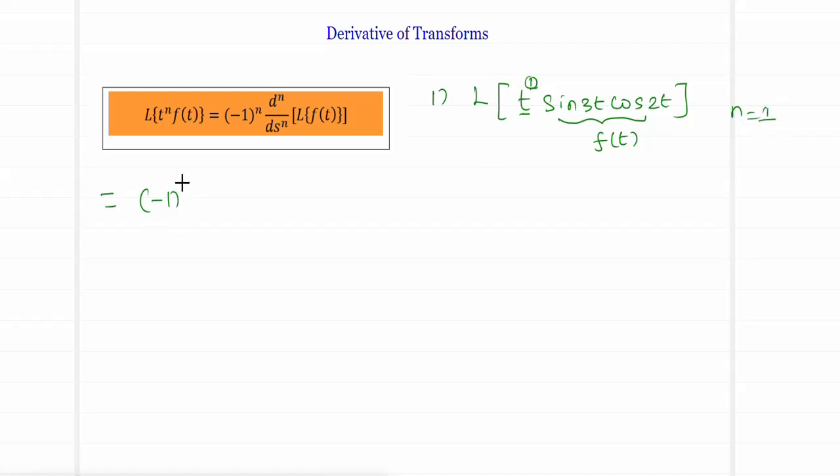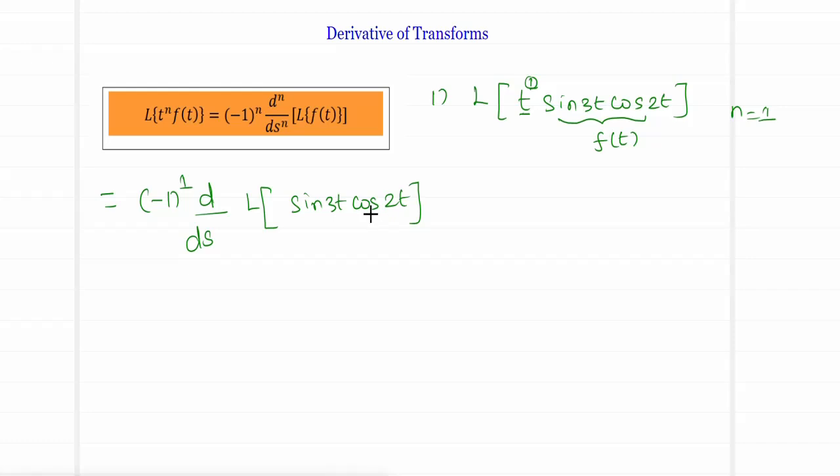So it is minus 1 to the power of 1, d power 1 by ds to the power of 1, Laplace of sine 3t into cos 2t. So this is my content. Now, as such, I have only Laplace for a simple sine 3t or a simple cos 2t.